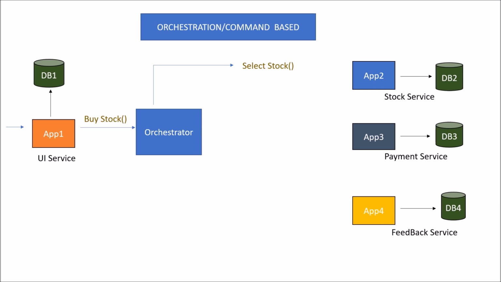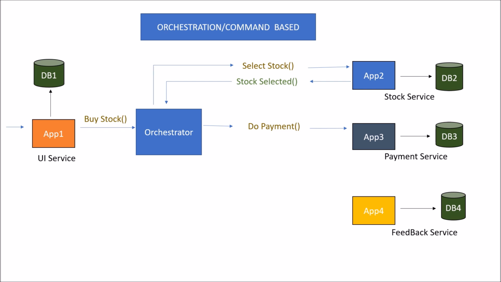So the orchestrator, on receiving buy stock, will generate the command select stock, and this select stock will be listened to by the stock service, and the stock service will reply with a next command saying stock selected, and again this will go to the orchestrator. Upon receiving the stock selected command or reply, the orchestrator will further generate another command saying do payment, and it will be listened to by your payment service.